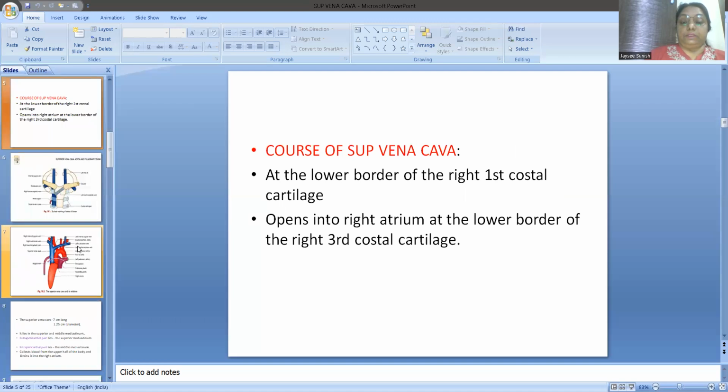Now we will see the course of the superior vena cava. It starts at the lower border of the right first costal cartilage, from here. Then it opens into the right atrium at the lower border of the right third costal cartilage. So it will drain into the right atrium at this point, where the lower border of the right third costal cartilage is situated.